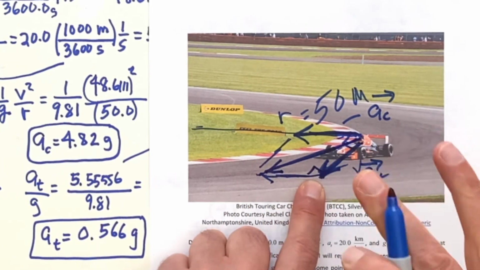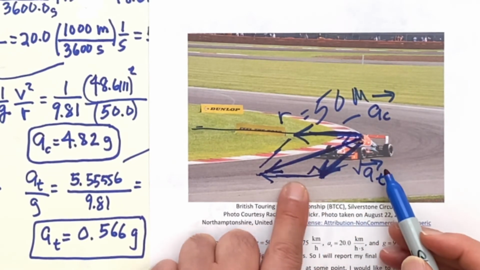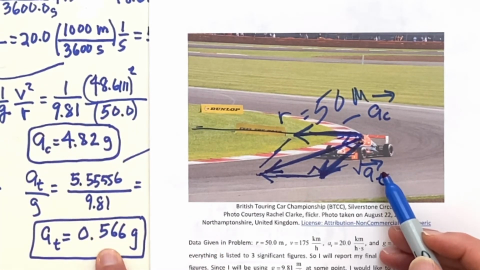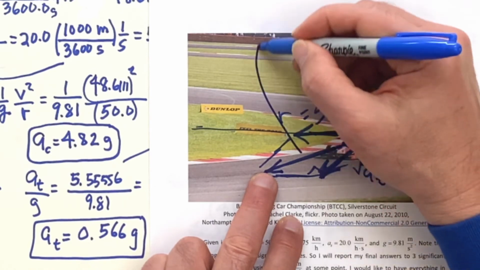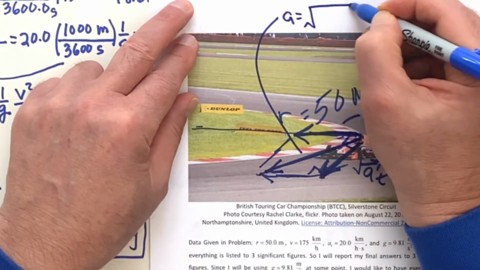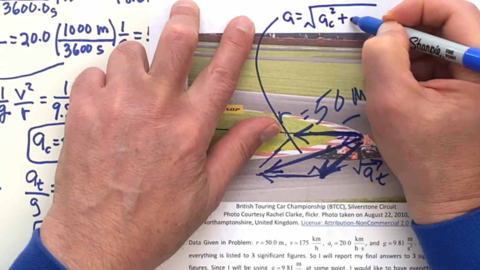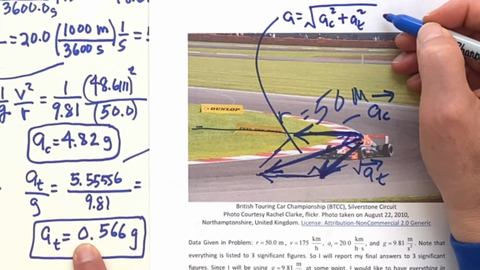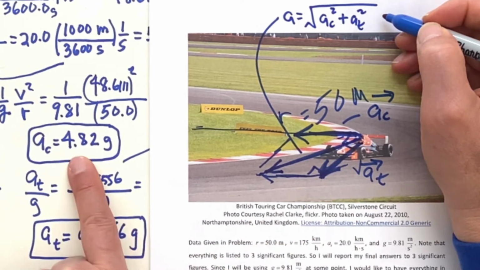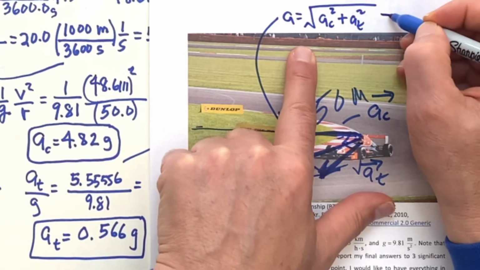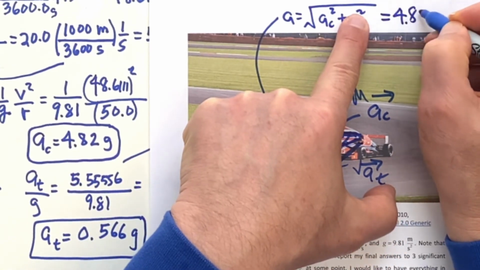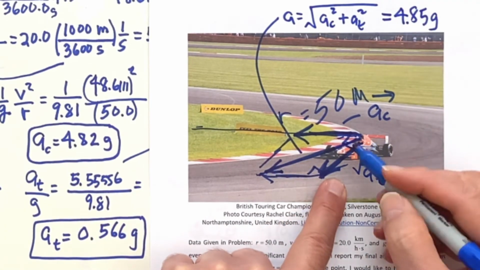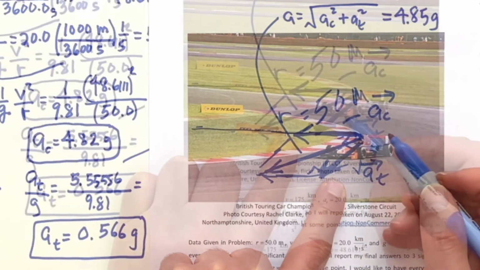And this is a right angle from this perspective. So therefore we want to square this one and square this one, add them together and take the square root. So this is the Pythagorean Theorem. This is the square root of AC squared plus AT squared. Since the AT is fairly small, you're going to just get mostly the AC. When you work this out, this is 4.85 g. So it just went up a little bit due to this component being small.